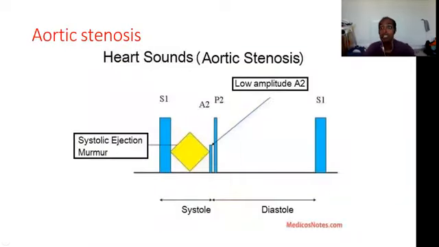Aortic stenosis is an ejection or a short systolic murmur in the aortic area, radiating to the carotid. Remember, radiation you have to hear it in the same intensity, radiating to the carotids. Short systolic murmur.